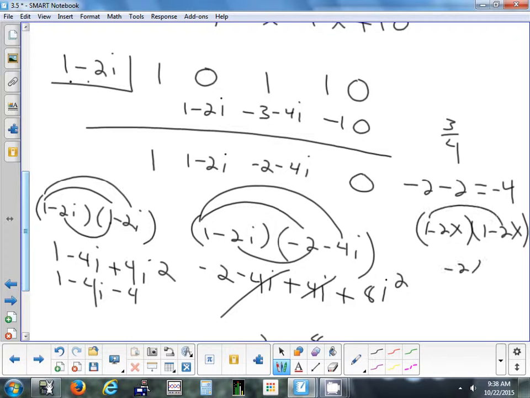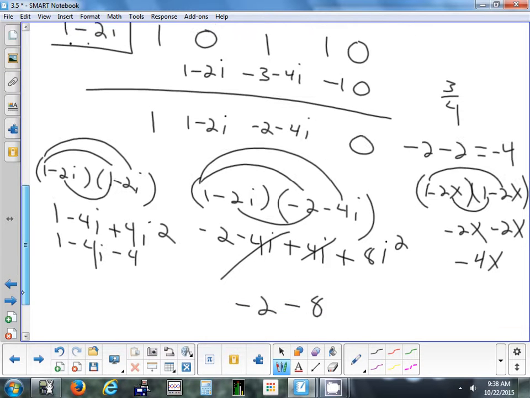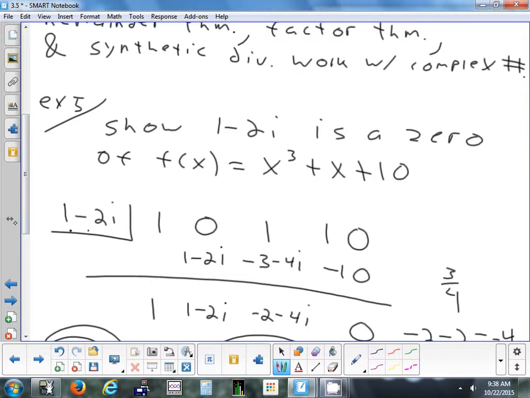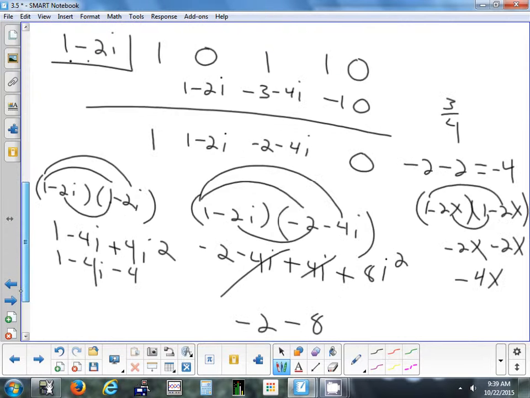1 times negative 2x is negative 2x. 1 times negative 2x is another negative 2x. Negative 2 take away 2, negative 4x. We're just doing it with an i instead of an x. Same idea. So when you're doing normal synthetic division, you have to write out a polynomial for the answer. You wouldn't do that here. We can't do that here. You'd stop right here. You just say, I got remainder 0, so I showed that 1 minus 2i is a root. Done. That's as far as we're ever going to go with that.